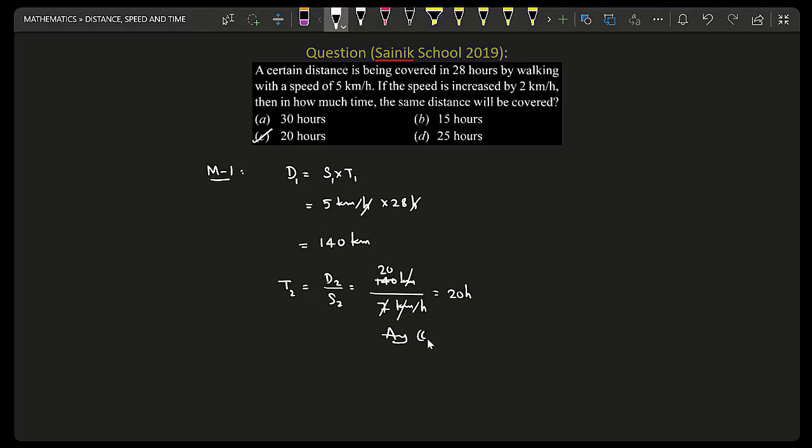Amshuman, my question is, can you solve the same question in the unitary method? Sir, yes, sir. Okay, what are the columns required here? Sir, hours, speed, and distance. Why do you need all the three? Distance is not required, as the distance is the same, no? You can neglect the distance. Okay, sir. Only you want speed and time, right? Yes, sir. First case, what is the speed?